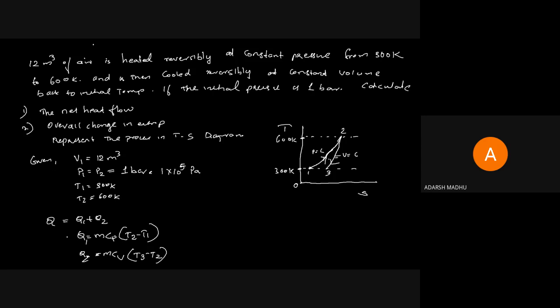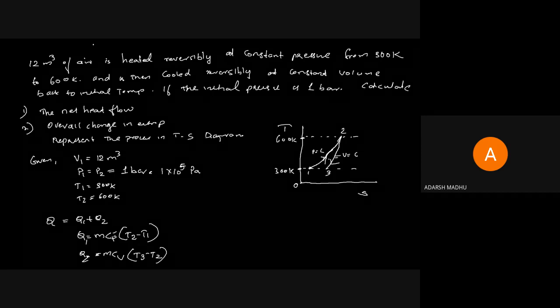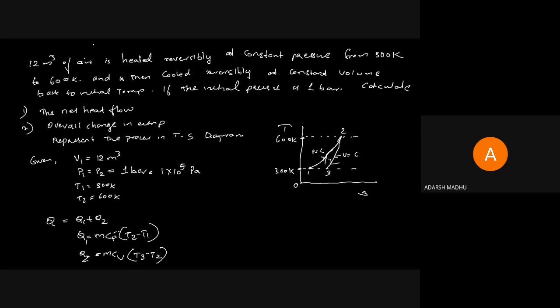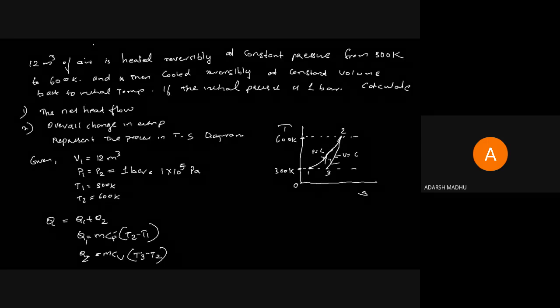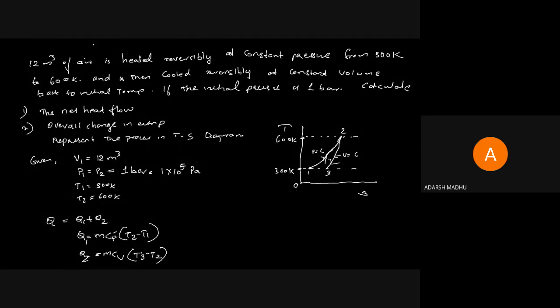So here we don't know the value of Cp, and we don't know the value of Cv, and we don't know the value of T3. T3 is not given, Cp and Cv are not given, and mass is not given either. Only volume is given, not mass.